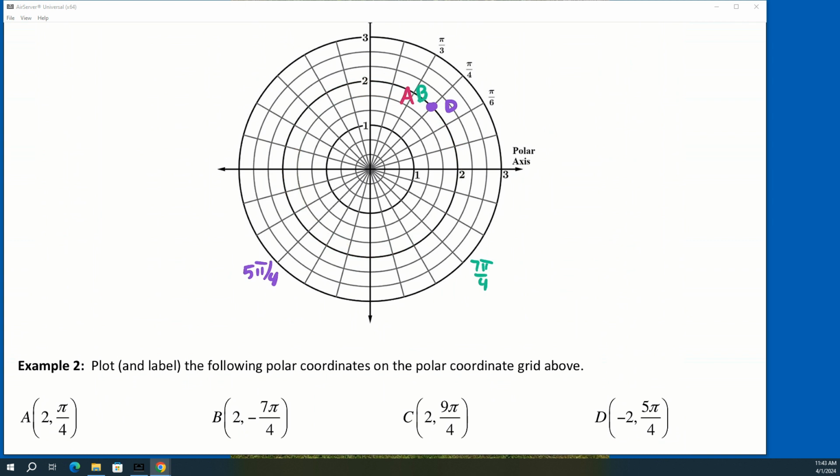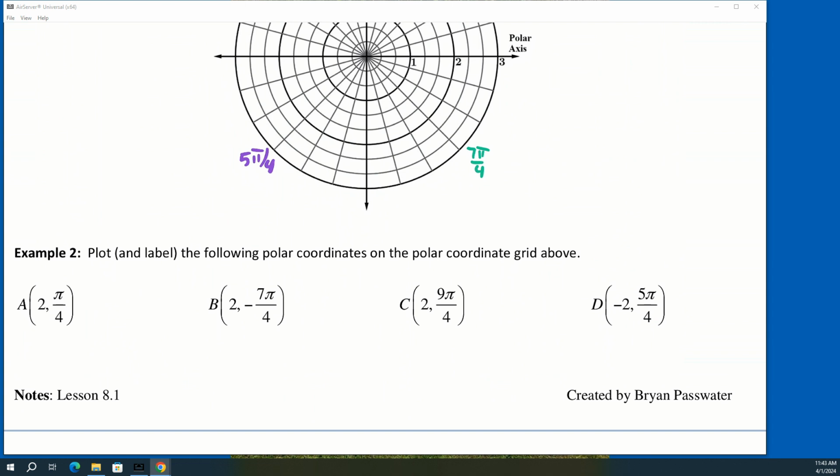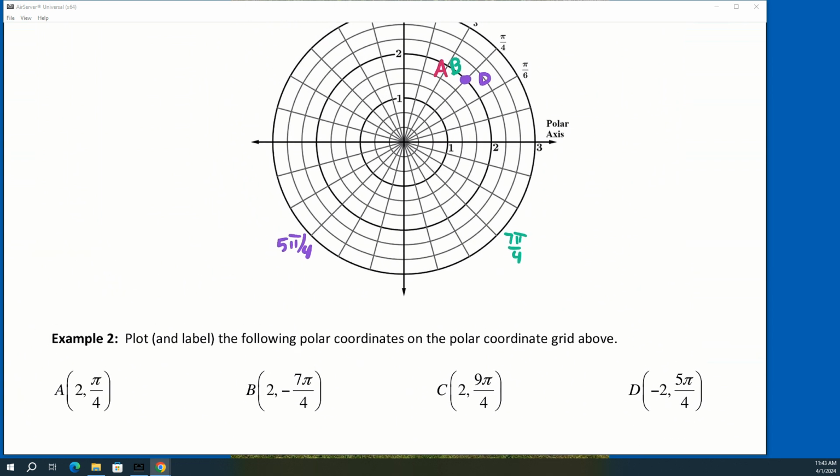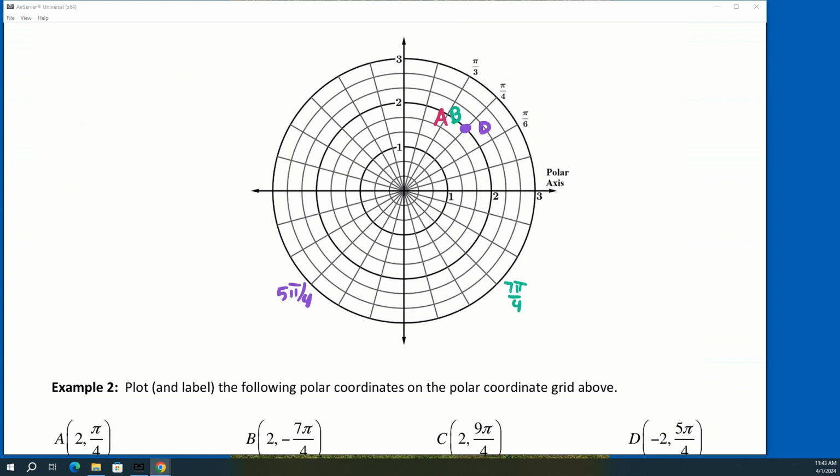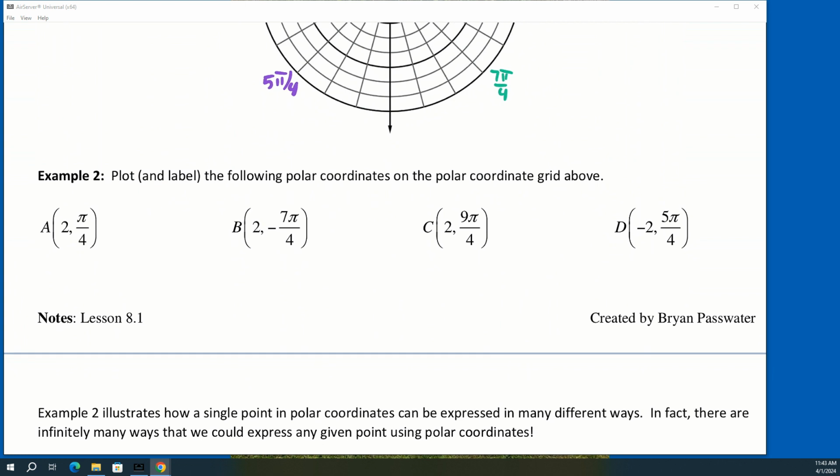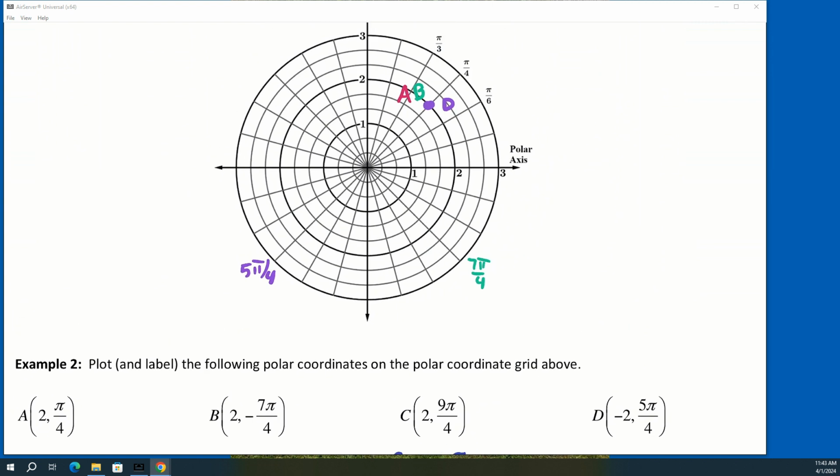All right, so you probably see a pattern forming here, but let's go ahead and look at C. So C, we have 9 pi over 4, which is more than 2 pi. So it's going to be a full rotation and then some more. So let's figure out how much more by taking 9 pi over 4 and subtracting 2 pi from it. So that's the same as 9 pi over 4 minus 8 pi over 4, which is going to be pi over 4. So it's that same point again.